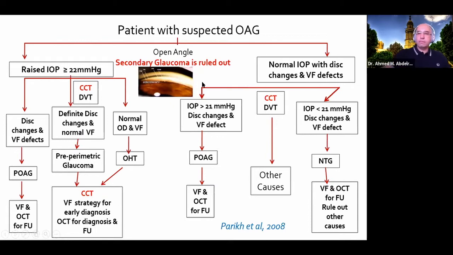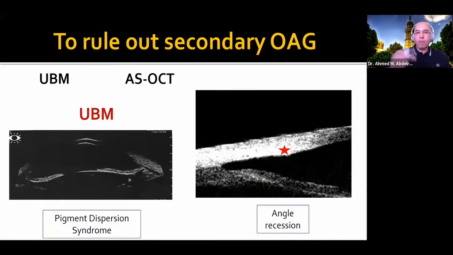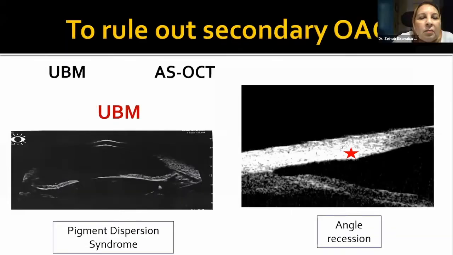The first one is to rule out a secondary glaucoma. After using gonioscopy, we have to use a UBM or anterior segment OCT. The UBM has a higher specificity to examine the angle recess and to diagnose a condition like pigment dispersion syndrome, or a case like angle recession with the scleral spur detected very anterior to the angle recess.